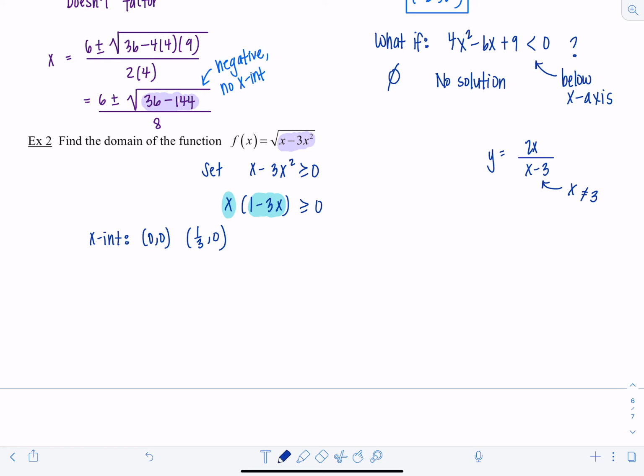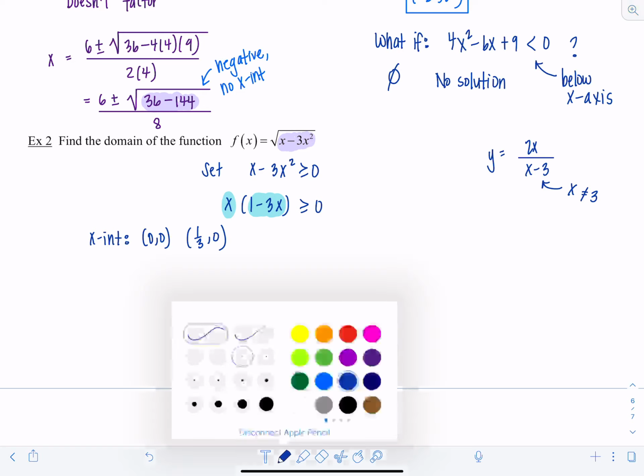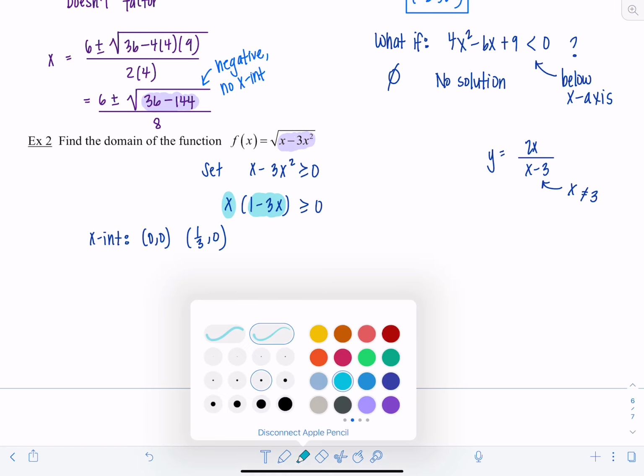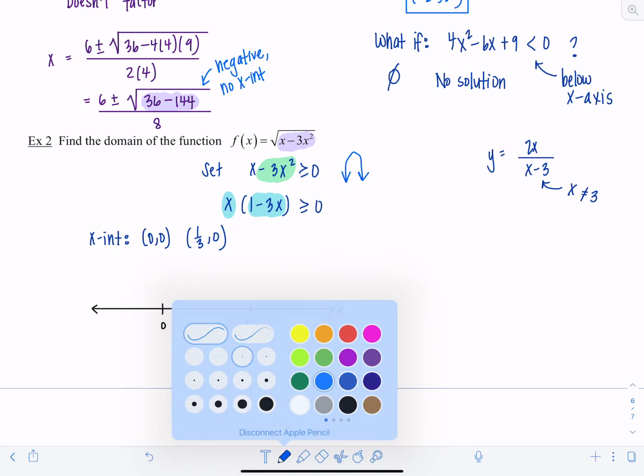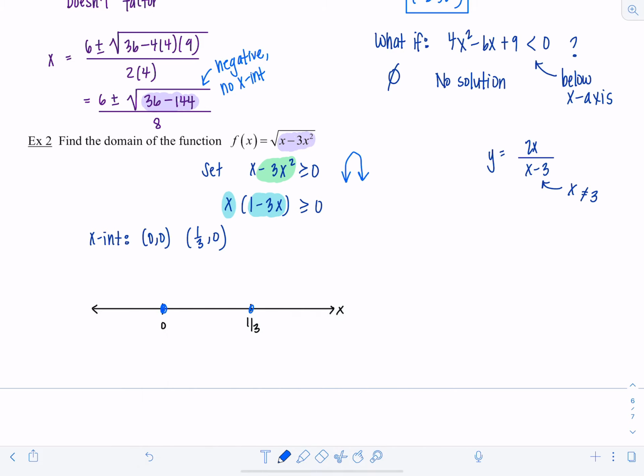Okay, and then let me ask you this. Which way is this parabola opening? Notice here the quadratic term had a minus sign in front of it. So that means this one is opening downwards. All right, so a little rough sketch here. We're just going to draw the x-axis and the intercepts. So here's 0. Here's 1/3. Remember, those are our x-intercepts, and this time this parabola is opening downwards.